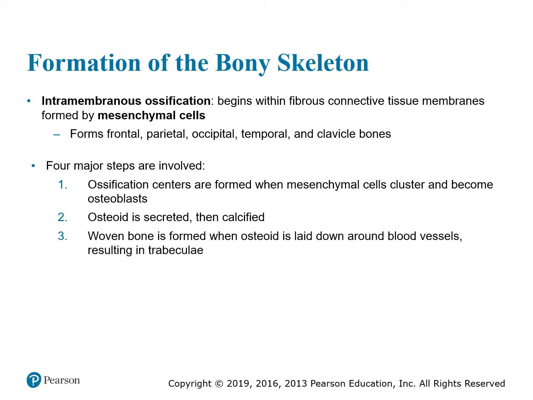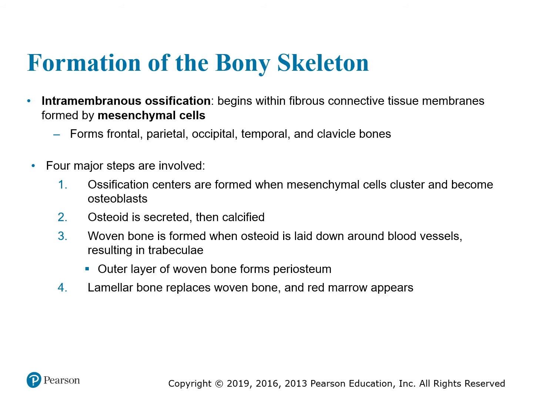In the third step, a type of bone called woven bone gets formed when you lay osteoid down around blood vessels, and this will result in the typical structure of spongy bone called trabeculae. So it's the outer layer of this woven bone which forms the periosteum in these membranous bones.